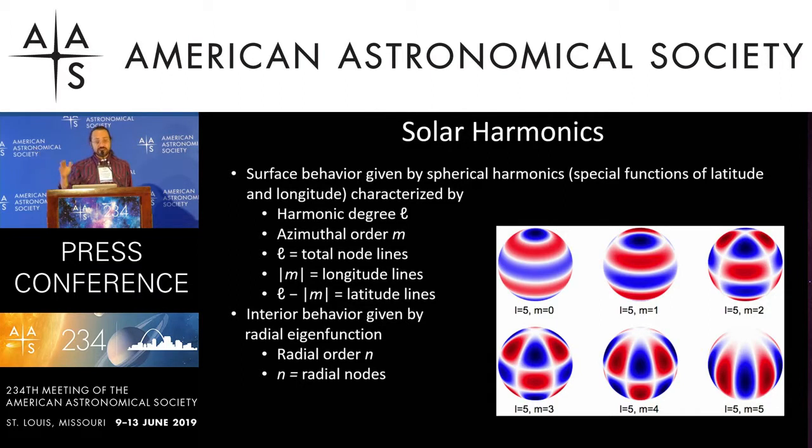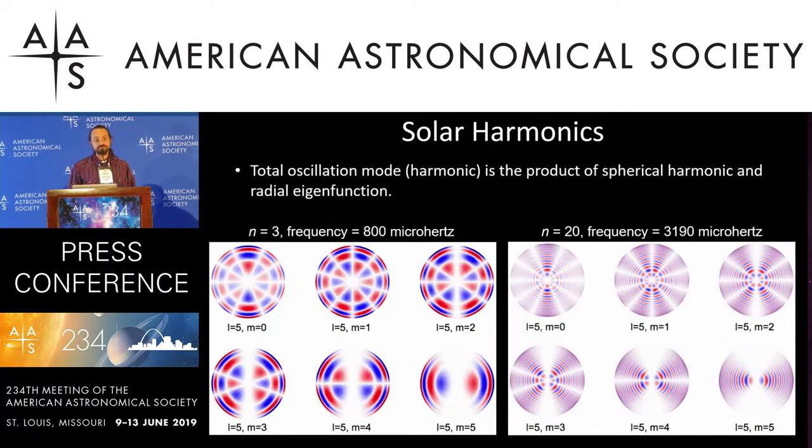Now, there's also nodes in the radial direction, but of course we can't see that. We only see the surface. So on the next slide, I'll show you some examples of radial eigenfunctions which give the interior behavior, and they're described by a radial order n, which gives the number of nodes along a radius. So here's two examples. On the left, I have plotted n equals 3, just so you can see it. You can see the three node circles.